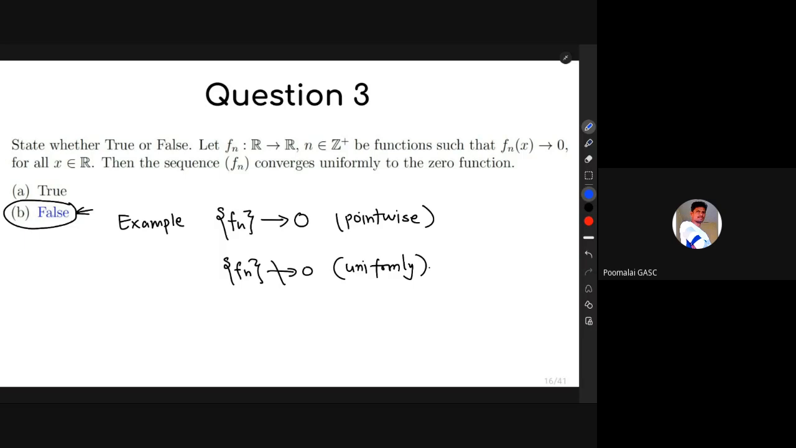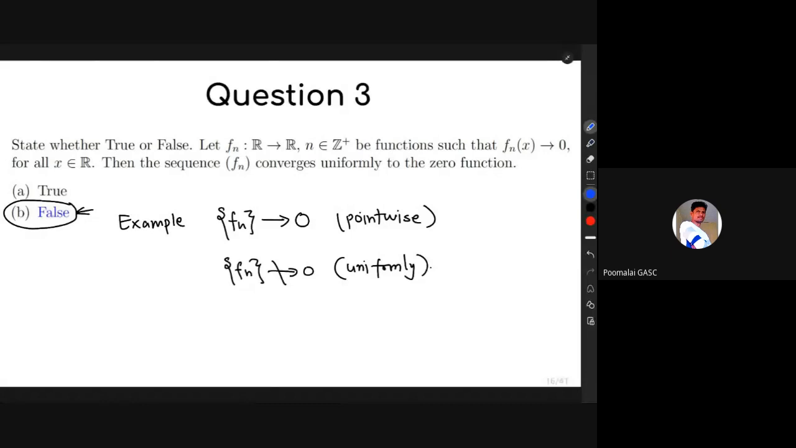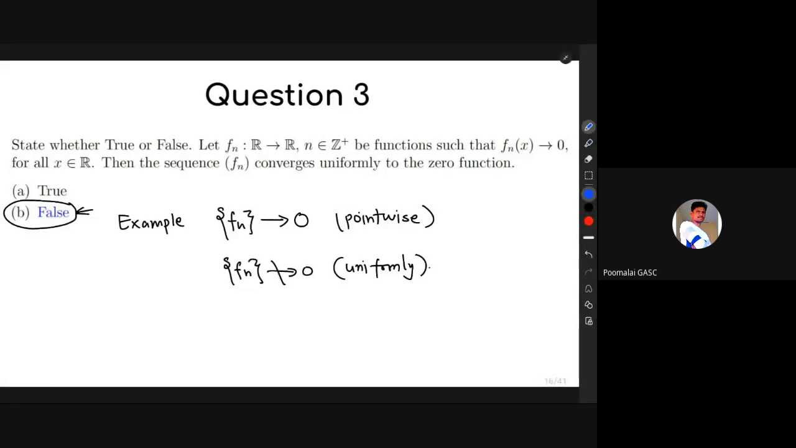I don't know the example yet. I will discuss this question in the next discussion session, instead of this one. I'm sorry about that part. But if you know any example which is pointwise convergent but not uniformly convergent to zero, you can let me know.